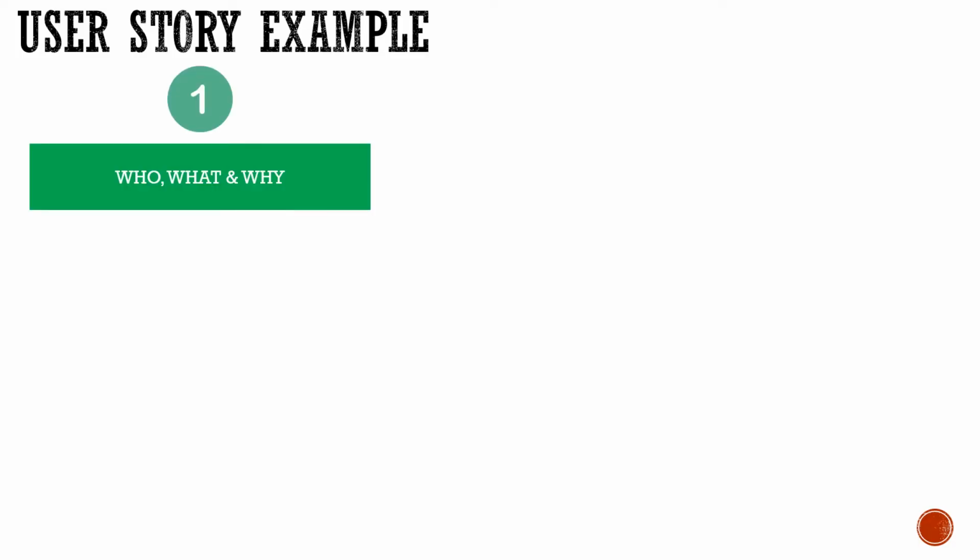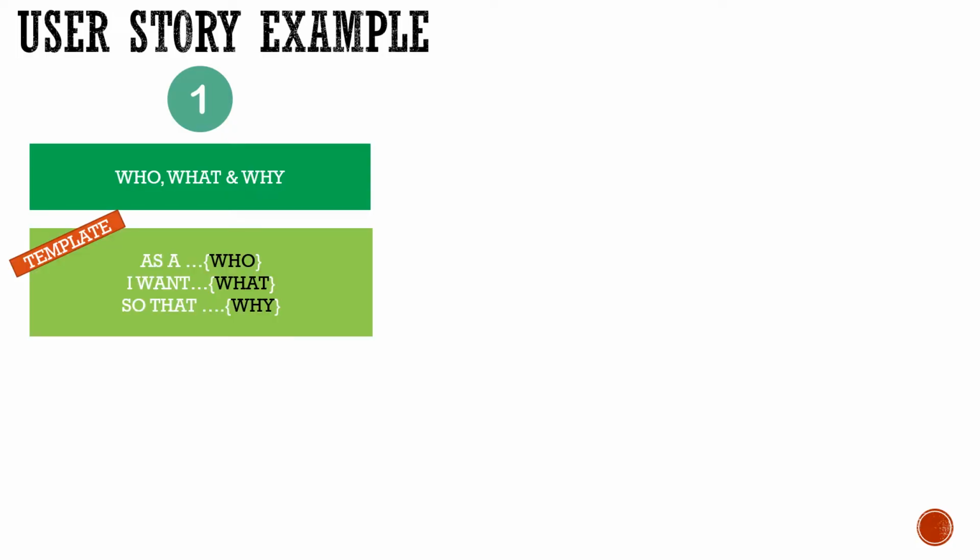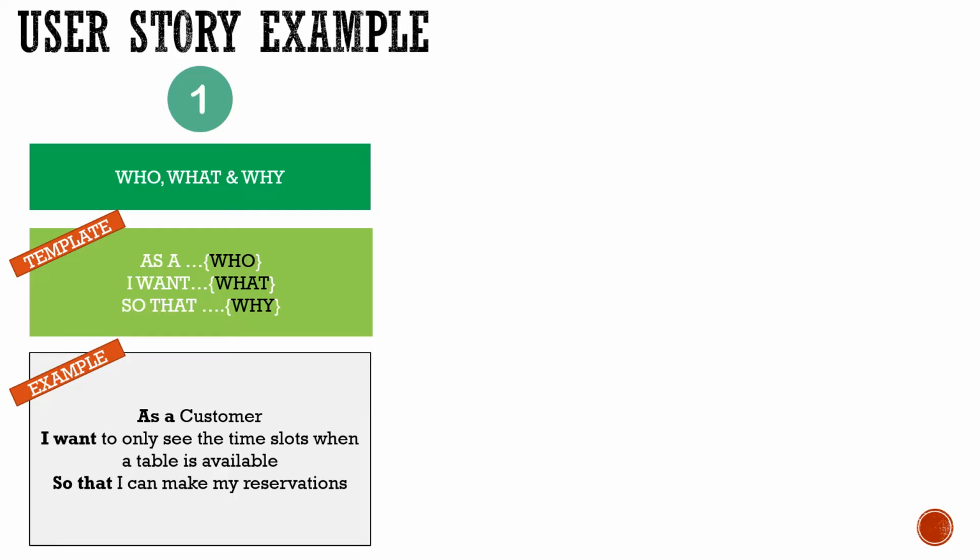Component number one is who, what, and why. The template which can help to frame this is a commonly used template. It is: as a who, I want what is required, so that why is required. This is a basic template which can be used to capture this information. So let's see an example for this.